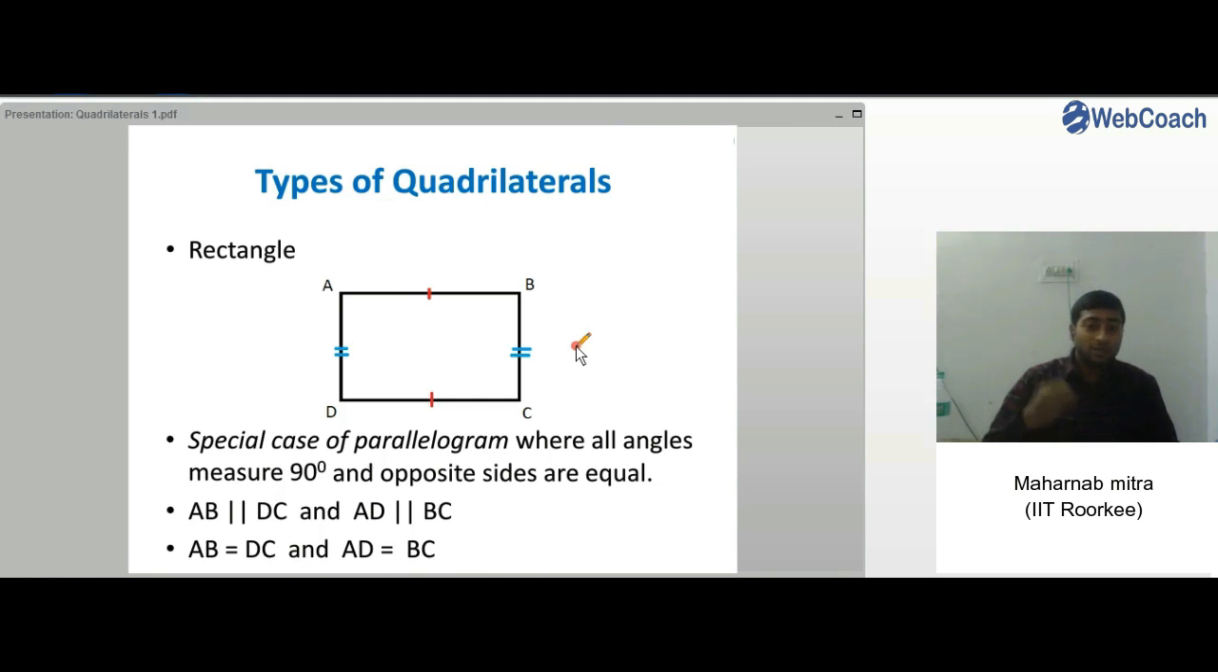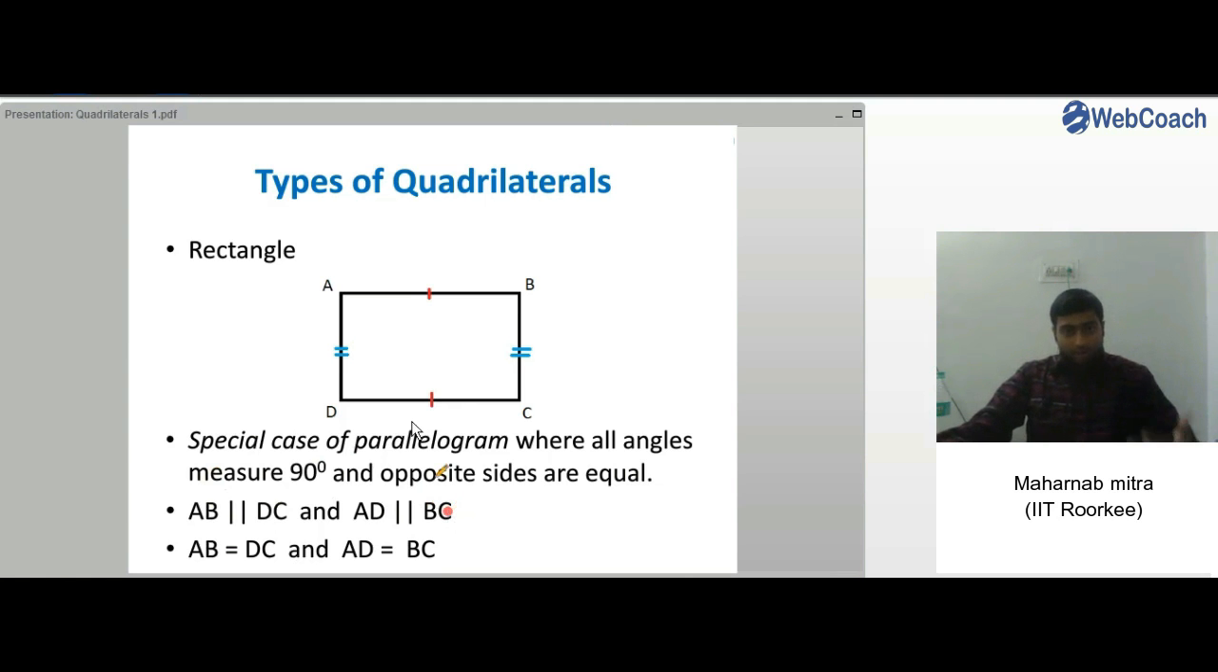But what is the special criteria for being a rectangle? All the angles must be 90 degrees, or all the sides must be perpendicular, all the adjacent sides must be perpendicular to each other. So rectangles are nothing but parallelograms with all angles equal to 90 degrees, right? So you can see here AB is parallel to DC and AD is parallel to BC.